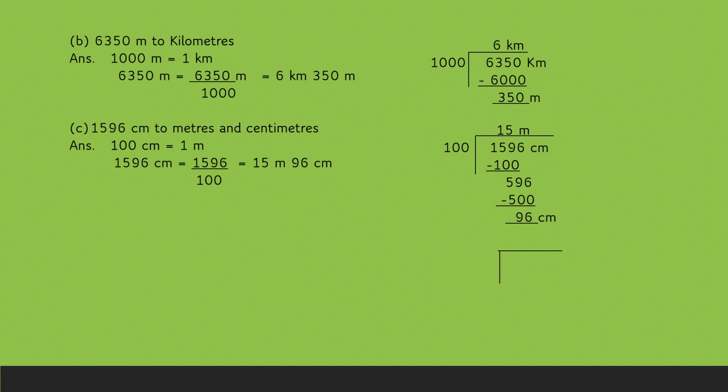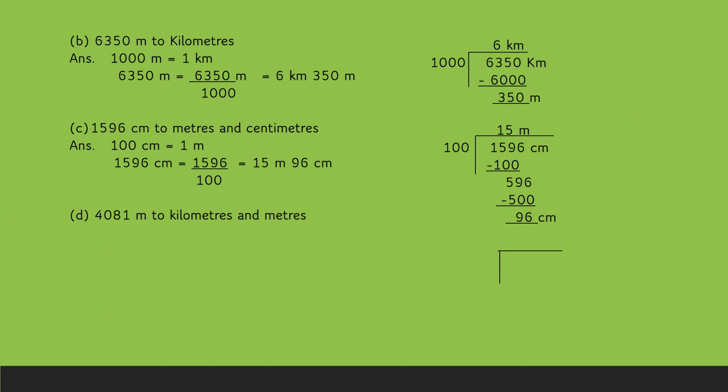It will become 596 now. Now it has become 3-digit number. Now you can divide it. 100 5s are 500. 100 6s are 600. 600 will be bigger than 596. So you will take 5 times. 100 5s are 500. Now you subtract. You will get 96 as remainder, and quotient part will be your 15 meter. So answer is 15 meter 96 centimeter.